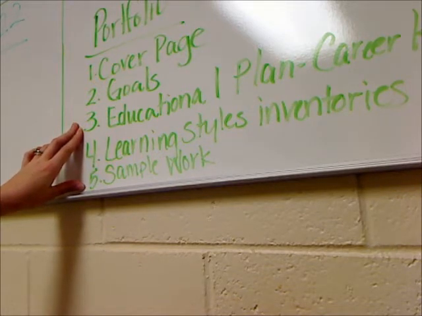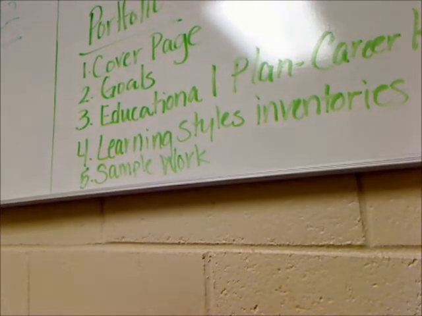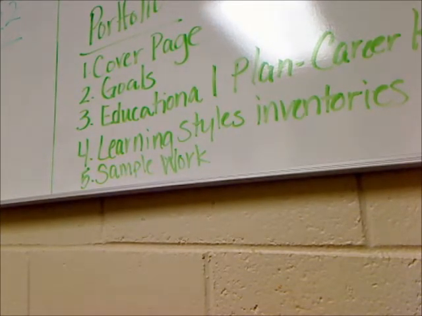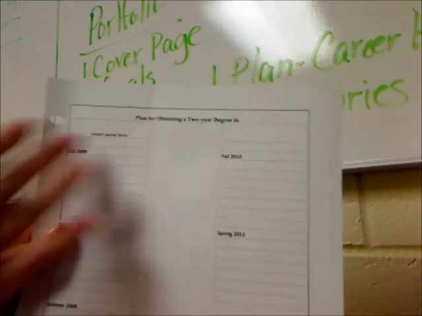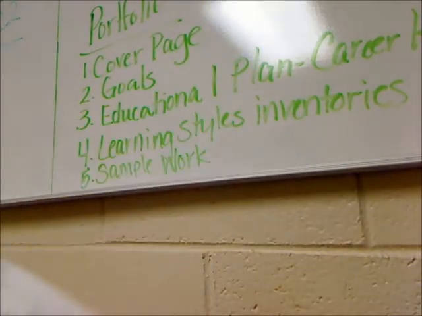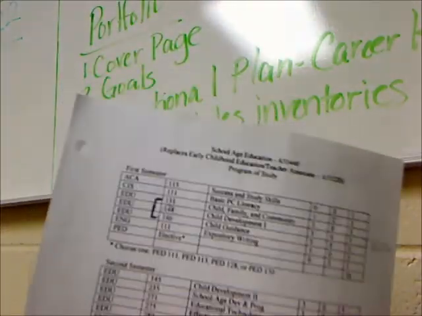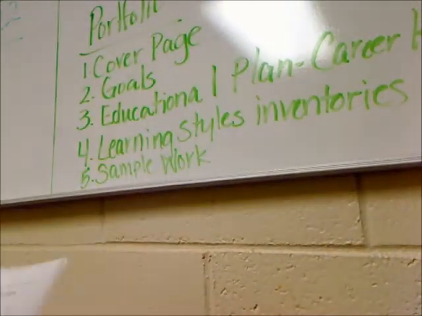Your educational plan is a 4-semester plan, or 4 to 6 semester plan that documents your educational career here at James Brown and documents how you will get your degree. And this is very similar to what your educational plan will look like, except it will be filled in. You should also think about including an actual plan of study. This is from School Age Education.